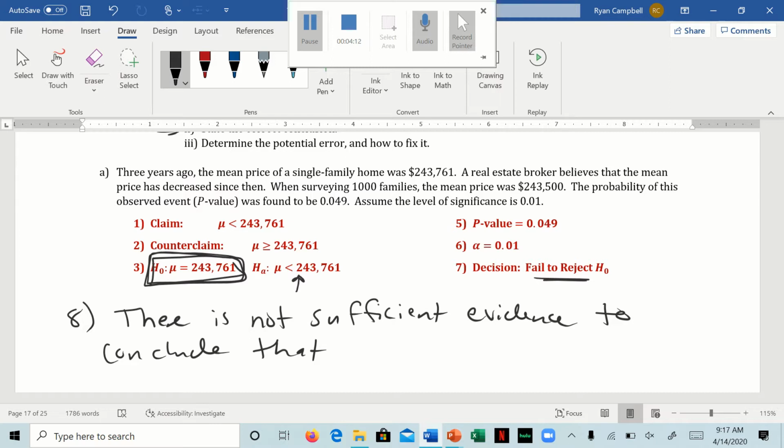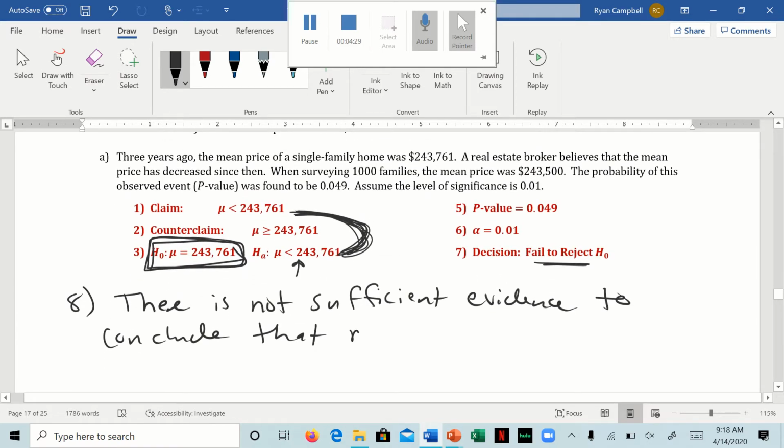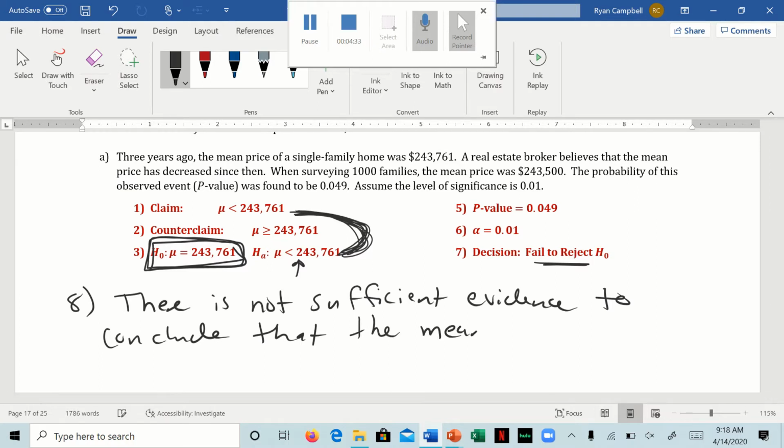All right, our HA. So mu is less than this giant number. So what does that mean? Well, since this is the same as our claim, we can just rewrite what the claim was, right? The claim said the real estate believes that the mean price has decreased since then. So we can say there's not sufficient evidence to show that the mean price has decreased since then. Done. Easy.